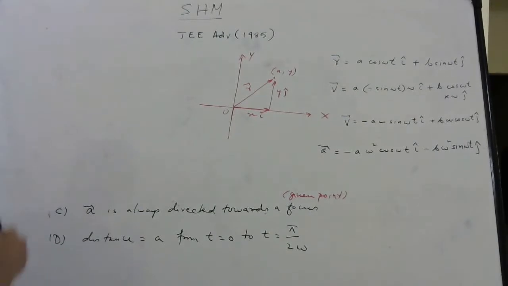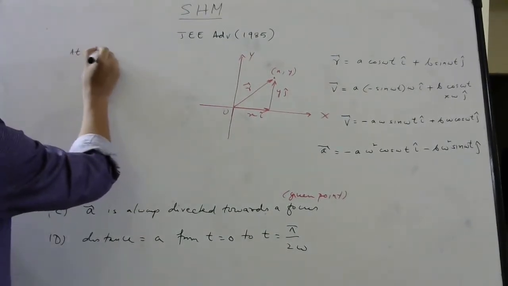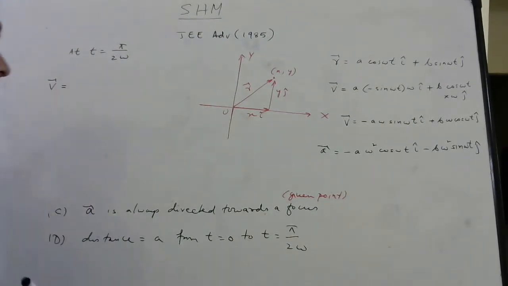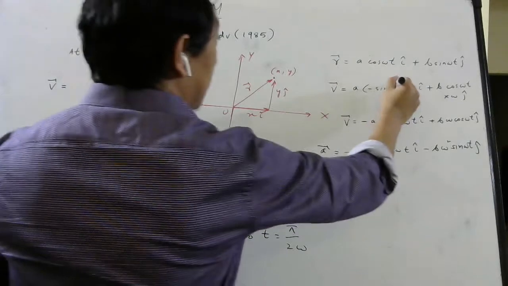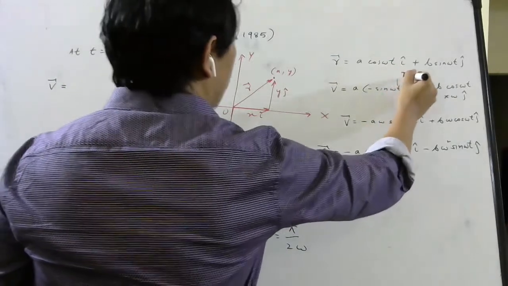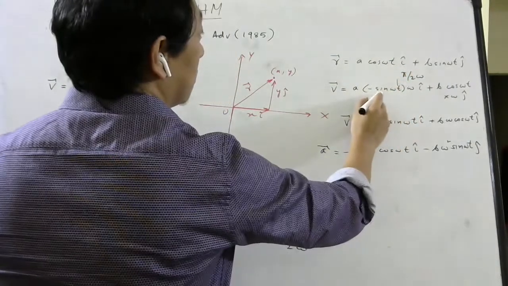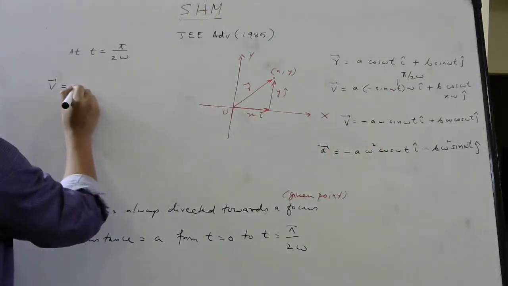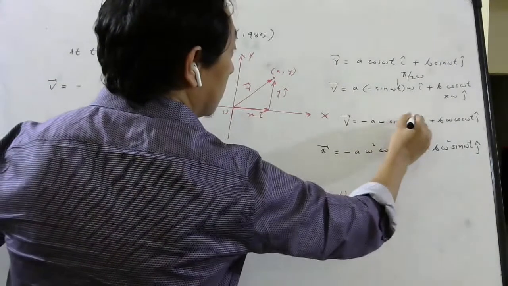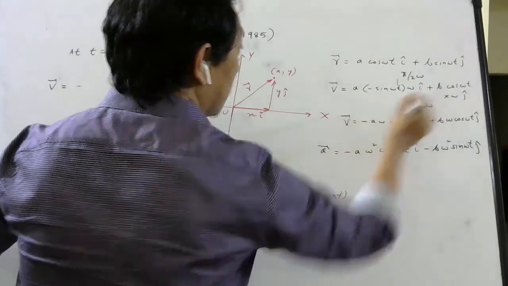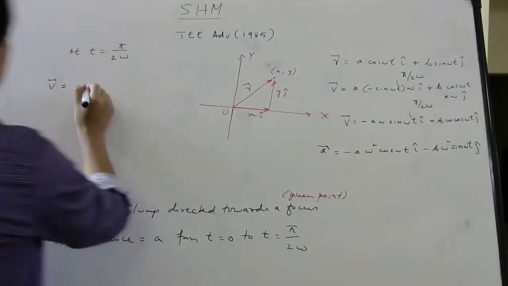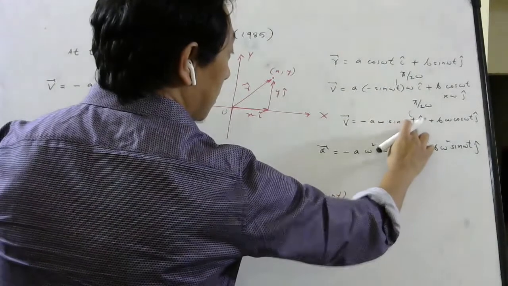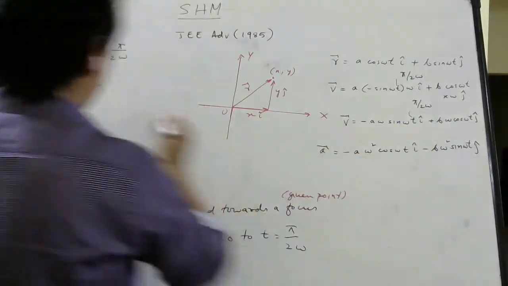So when time is t equal to pi by 2 omega, what will be your velocity vector? Let us see. So when this t is pi by 2 omega, we can substitute here. This is the velocity, t is pi by 2 omega. So minus a omega sin omega t, t is pi by 2 omega. Omega omega cancel, pi by 2. Sin pi by 2 is 1.